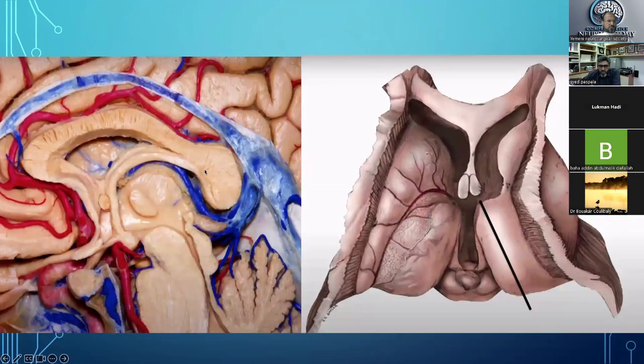And this is again a sagittal section of the brain. This is the corpus callosum, the genu and the splenium. This is the lateral ventricle. These are the fornices. And this is the thalamus here. And this structure is the interconnection between the two thalami, and this is the massa intermedia.